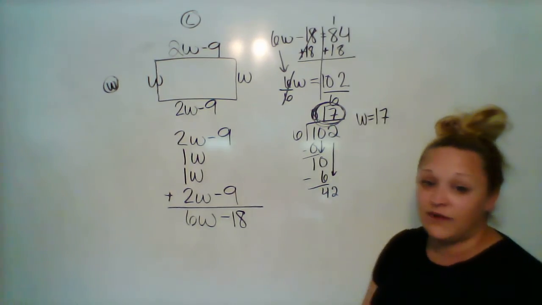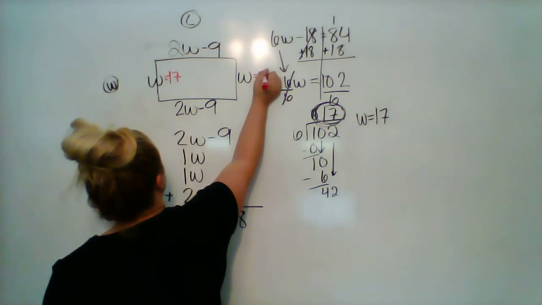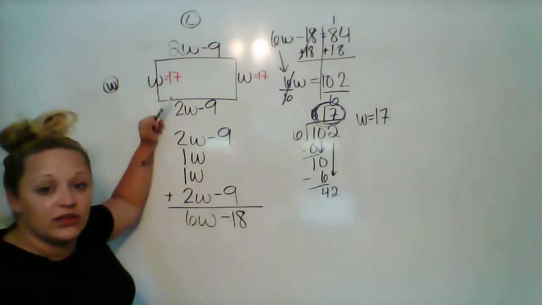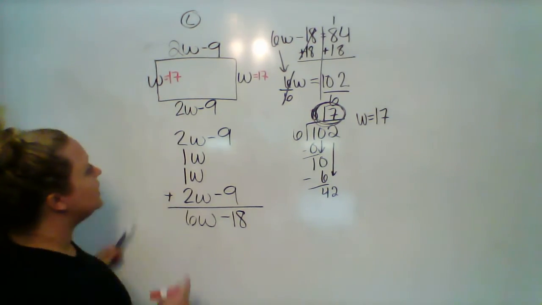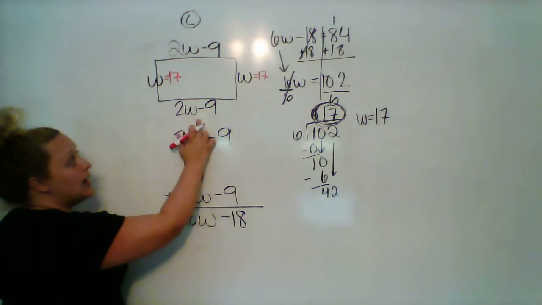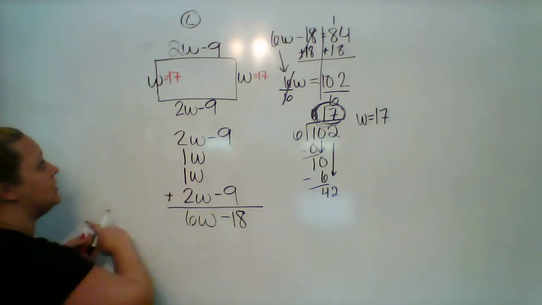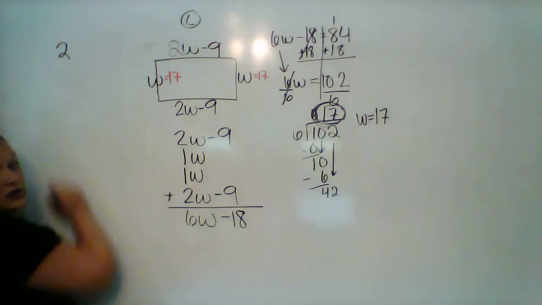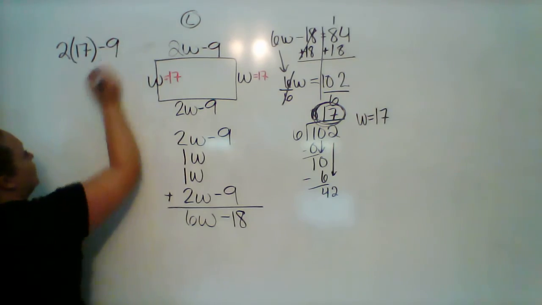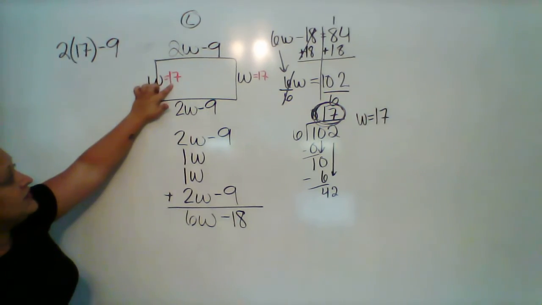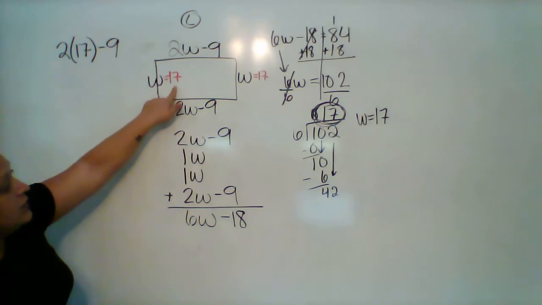Well, that only helps me with half of it. I know that this W equals 17, and I know that this W equals 17. Well, that's great. I still haven't found the length. The length is this equation right here. So what I'm going to do now is I'm going to take this equation and I'm going to plug in 17, because if W equals 17, then that means this W also equals 17. So I'm going to take it and plug it in. Can you see? Okay, good. 2 times 17 minus 9. Now remember, we got this because W equals 17 and the equation is 2W, so therefore we're replacing the W here with the number 17.